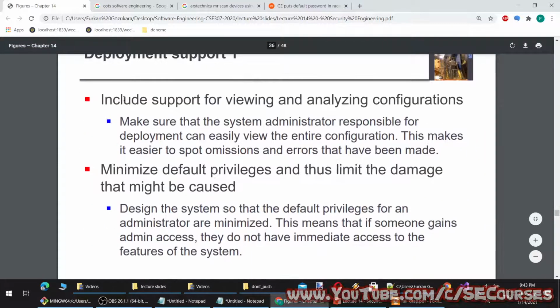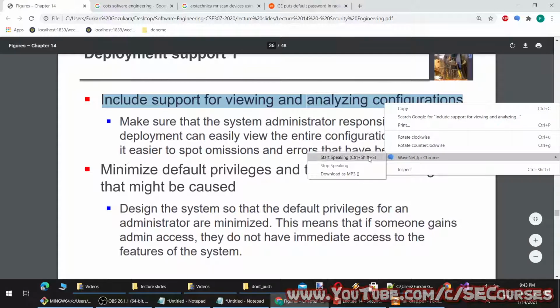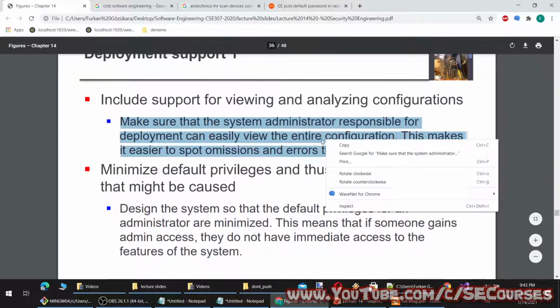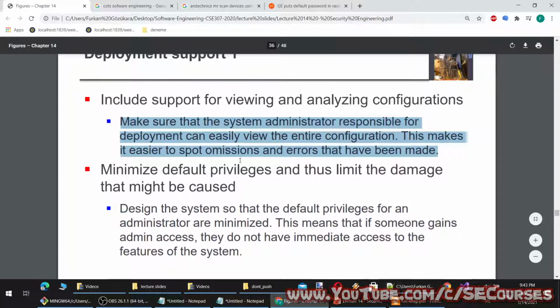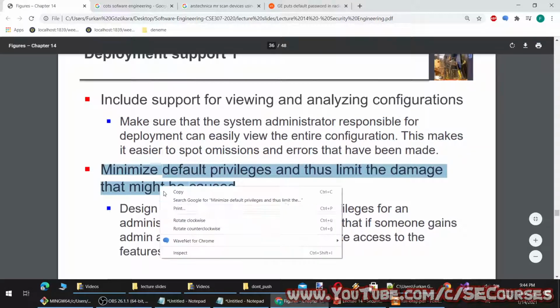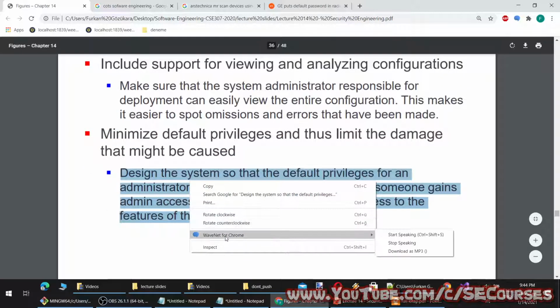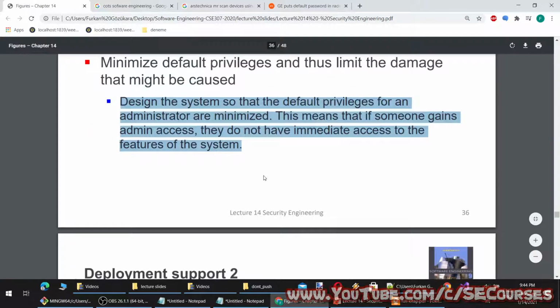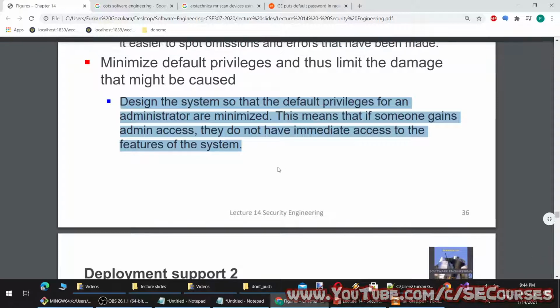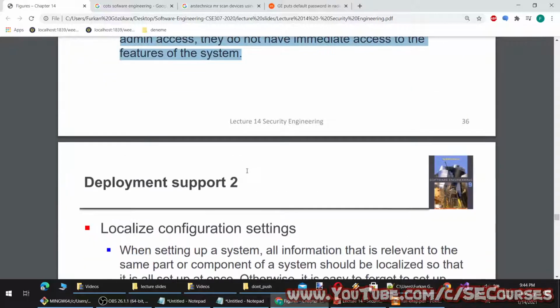So, deployment support 1 includes support for viewing and analyzing configurations. Make sure that the system administrator responsible for deployment can easily view the entire configuration. This makes it easier to spot omissions and errors that have been made. Minimize default privileges and thus limit the damage that might be caused. Design the system so that the default privileges for an administrator are minimized. This means that if someone gains admin access, they do not have immediate access to all the features of the system.